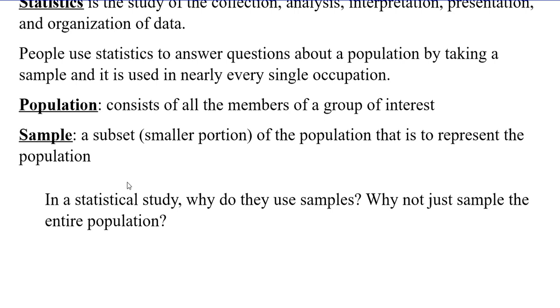The population is all of the members of the group that we're interested in studying. So population is everyone or everything that we are studying in a certain situation. The sample is a subset, a portion of the population that we are studying and we believe represents the entire population. So if we want to know something about an entire population, then we take a sample.